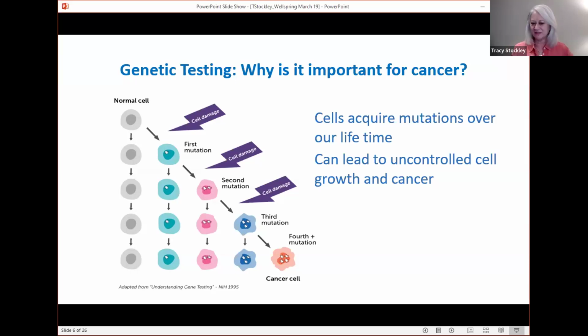But what happens normally in our lifetime is that, through environmental exposures and even just natural aging, our cells acquire mutations. Eventually, if enough mutations are acquired and in the right types of genes, the cell loses that ability to stop growing. That's when you get uncontrolled growth, which becomes a tumor. So trying to detect these genetic changes is fundamental to helping us understand and control cancer.